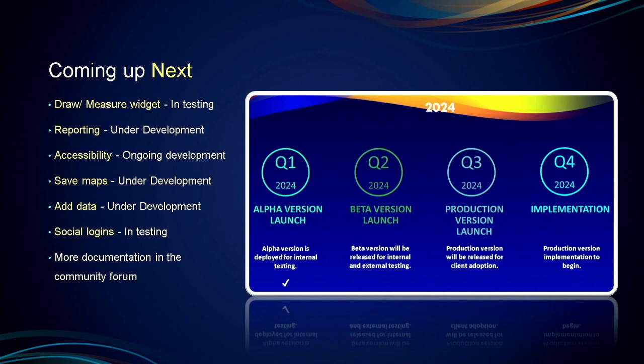With regards to the timeline, we have the alpha version, which is what we are using for testing internally. The beta version will be launched by end of May, early June, which will be made available to all the external users to play around and see how the new LocalMaps is. The production version, after a brief period of testing, will be released by September, and then the implementation will continue after that.